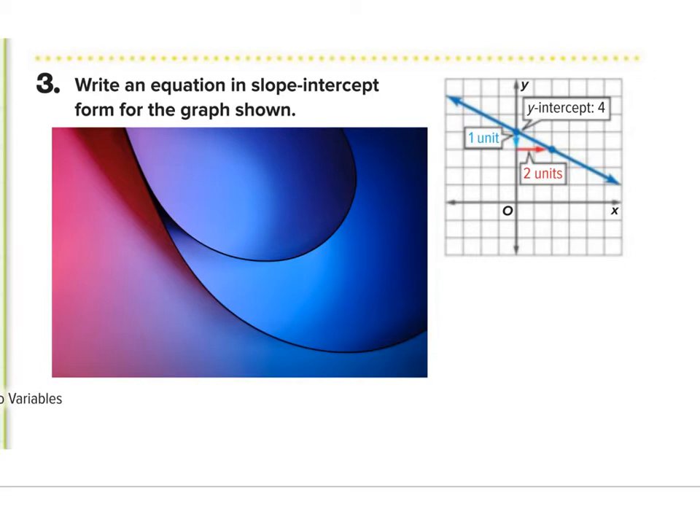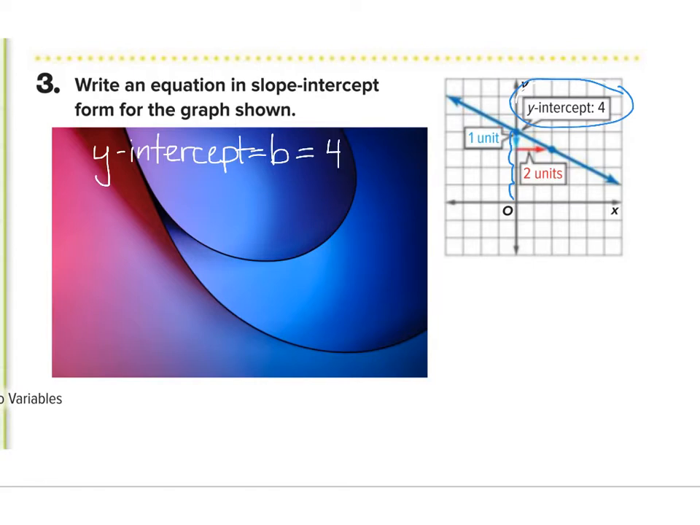Okay, so I see that the y-intercept is 4. I'm going to use blue to circle that, because the line intercepts the y-axis at positive 4 units. So if you start at the origin and count up 1, 2, 3, 4, that's why the y-intercept is 4. So y-intercept equals b, and b equals 4.